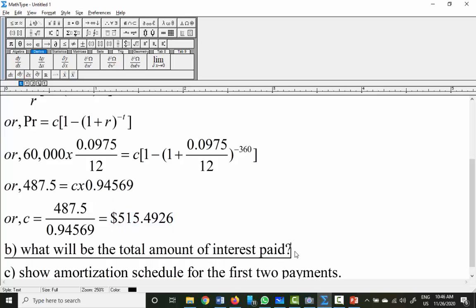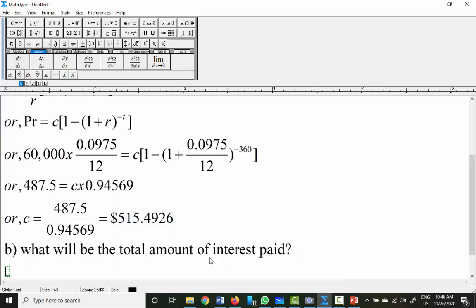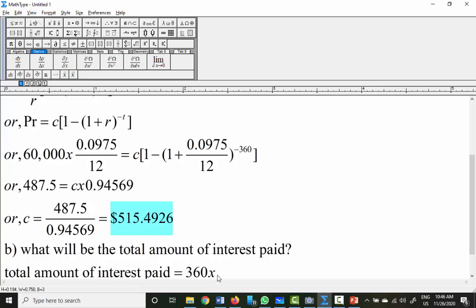Now the second question is asking what will be the total amount of interest paid. First of all, we need to find out how much in total we are paying. We are paying a total of 360 installments over the 30 year period, and each installment is this one. We have already calculated it.